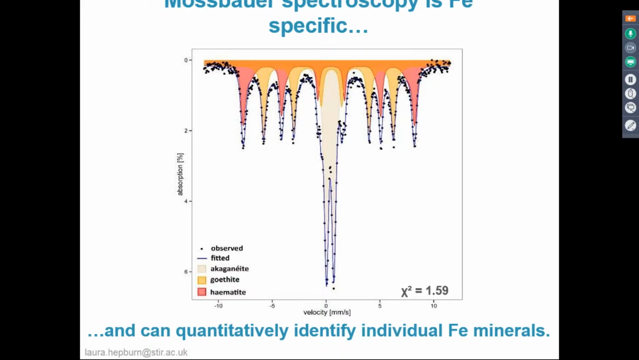This is a Mössbauer spectrum of a mixture of our less reducible iron oxides. So a mixture of akaganeite, goethite, and hematite, which are all removed in that single sodium dithionite step. The Mössbauer can pick out each one, and the way that we quantify this is by calculating the area underneath each peak.